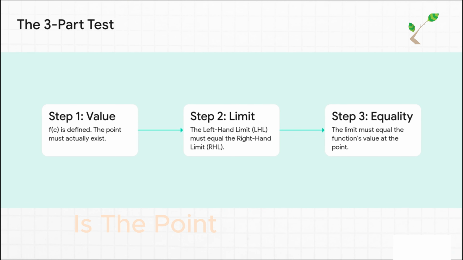First, is the point even defined? Like, does a destination f of c even exist on our map? Second, does the limit exist? This means the road coming from the left and the road coming from the right have to meet up. And third, and this is crucial, does the limit equal the value? Are those 2 roads meeting up at the exact spot that was on the map? If you get a yes for all 3, you've got continuity.